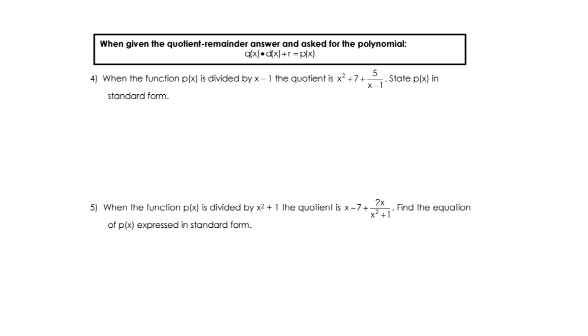All right, guys. So on the back side, at the top, there's a text box that says, when given the quotient remainder answer and asked for the polynomial. So what's weird is that they could give us quotient remainder form and ask us what the polynomial used to be before it got divided, and had a remainder of 5 and a quotient of x squared plus 7.